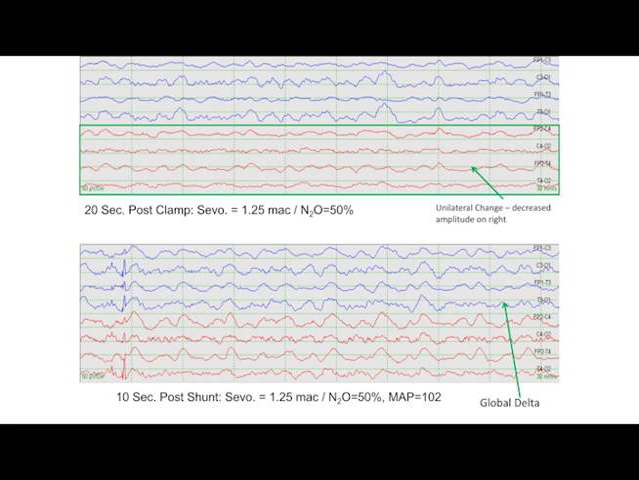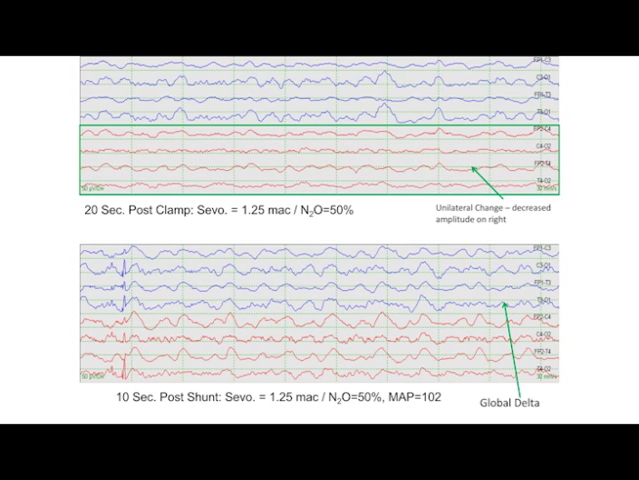Twenty seconds after the clamp goes on the right carotid, here's what we see. It's gotten slower in general bilaterally. There's just more theta and delta activity, but you can also appreciate that the amplitude on the right hemisphere is lower than it is on the left hemisphere. So we have unilateral decrease in amplitude and bilateral slowing. There's just less fast frequency activity. Here the anesthesia has stayed stable. This change is persisting now 20 seconds post-clamp.